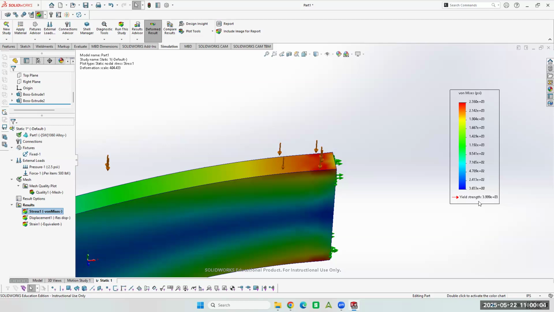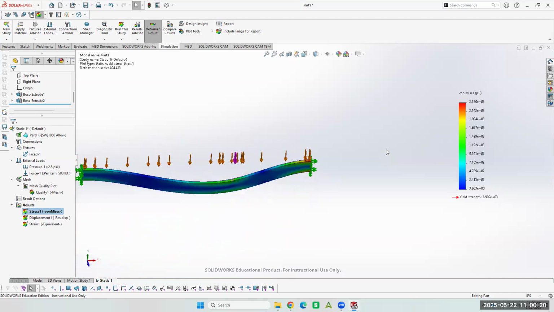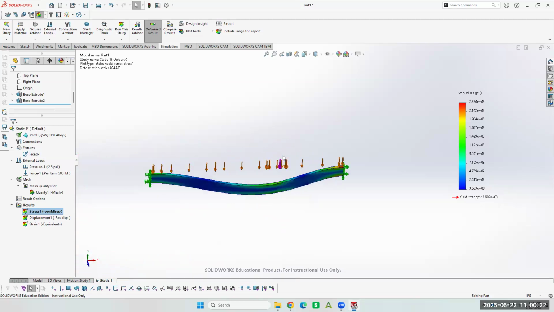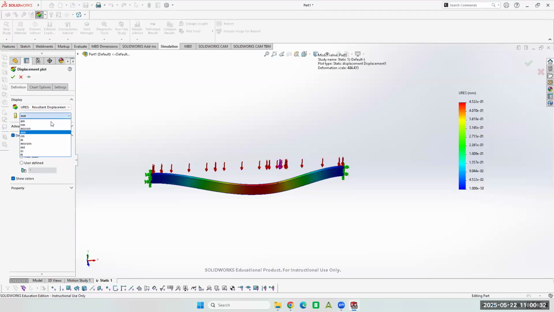So it's not bad. It's close. Like our number is what, 3.5? Now the question is why we learned this. Why are we doing this? So we understand this. Yeah, so then we can get displacement. So this is the displacement graph. It's in millimeters. We can change that to inches.